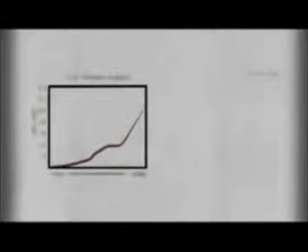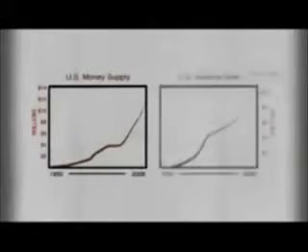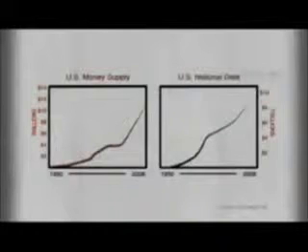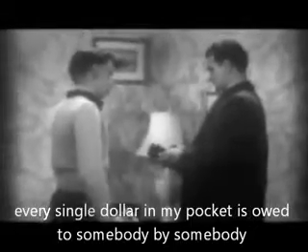Here is a chart of the U.S. money supply from 1950 to 2006. Here is a chart of the U.S. national debt for the same period. How interesting it is that the trends are virtually the same. For the more money there is, the more debt there is. The more debt there is, the more money there is. To put it a different way, every single dollar in your wallet is owed to somebody by somebody. For remember, the only way the money can come into existence is from loans. Therefore, if everyone in the country were able to pay off all debts, including the government, there would not be $1 in circulation.